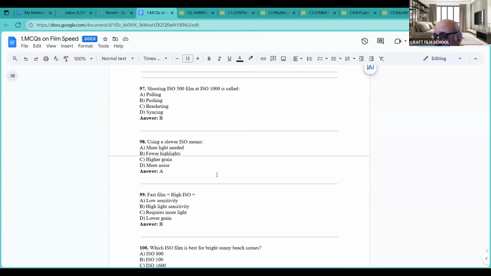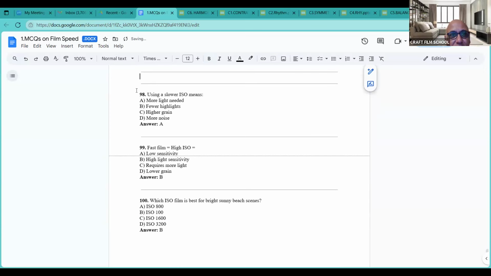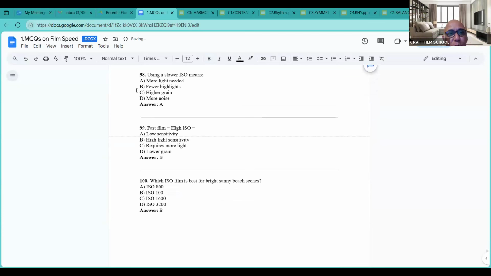Okay. Question number 97. Shooting ISO 500 film at ISO 1000 is called, again, pushing or pulling. Remember, forget about this because this is not going to be asked. It was too much of a history of picture negative. Using a slower ISO means more light needed? Yes, yes. Because if you're using a slower film, say 50 ASA, you can shoot only in daylight, which means there should be enough light, which means more light is needed, which is correct.